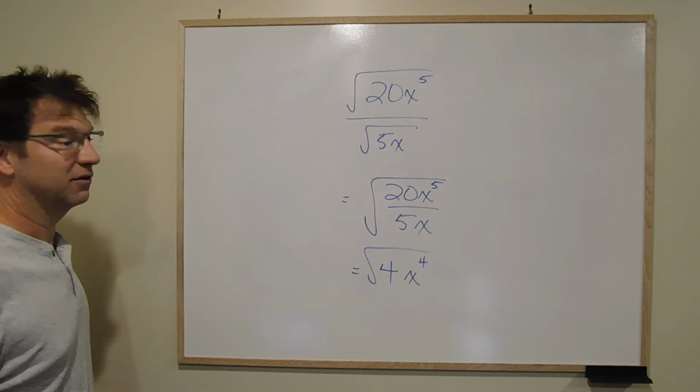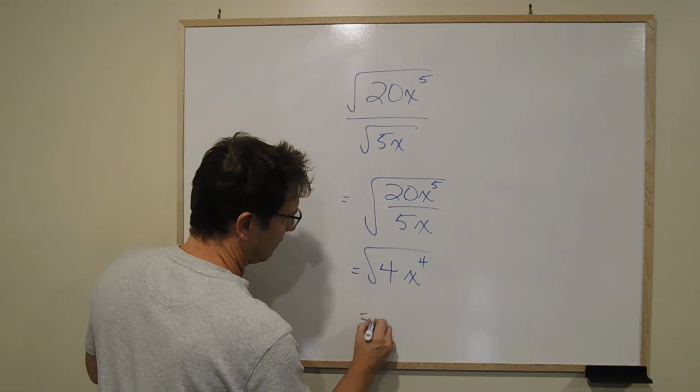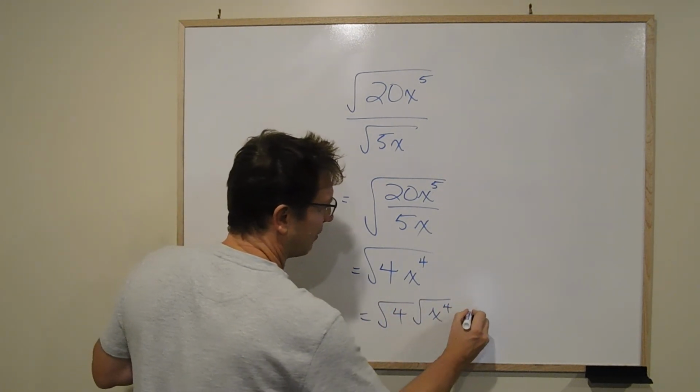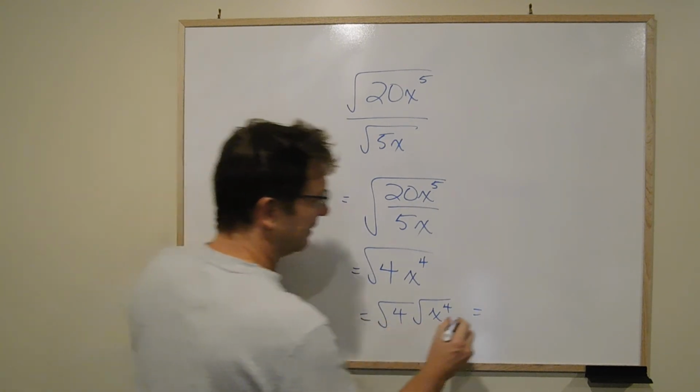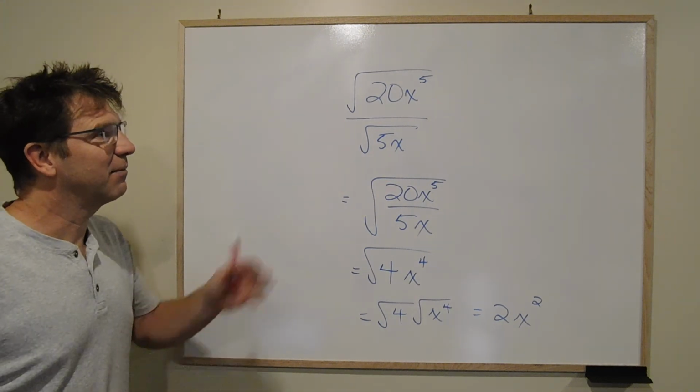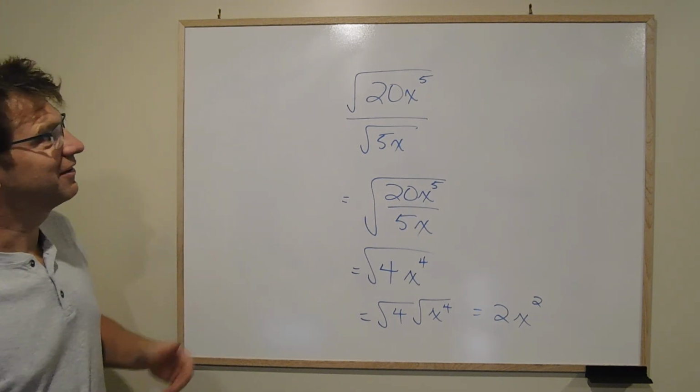And that's in the square root. And then, so I have the square root of 4, when I break it up, and the square root of x to the 4th, and that works out really nicely to be 2x squared. Okay? And that's how they came up with the 3 different answers that they came up with.